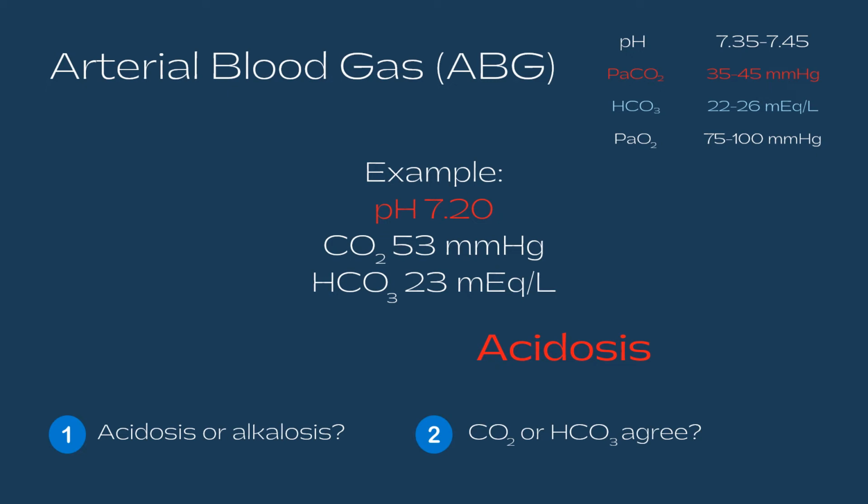In step 2, we have to look at the carbon dioxide and the bicarb to see which one is abnormally acidotic. CO2 is elevated, meaning that there is too much acid. Bicarb is normal. Since the CO2 is more acidic, and we know we have acidosis, this condition is respiratory acidosis.